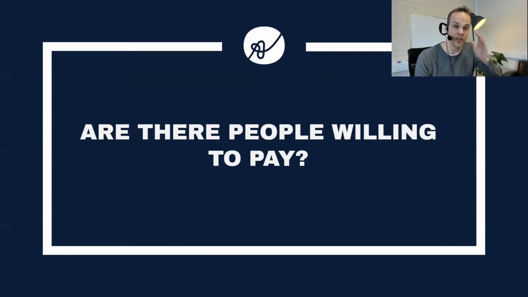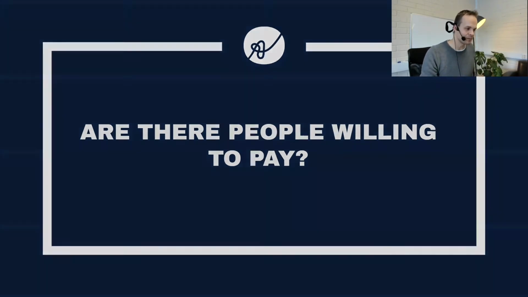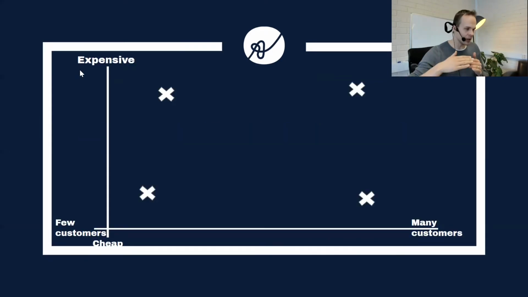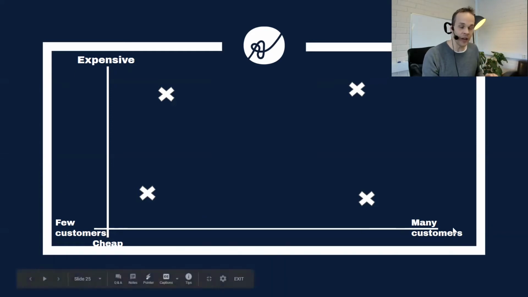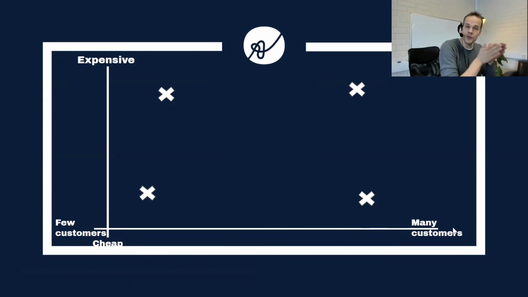It's from Ramit Sethi from USA, who has invented this kind of a matrix for us. So here we go. You have to decide if your business idea is expensive or cheap. And the other thing you have to decide, are there many potential customers, or are there few potential customers?